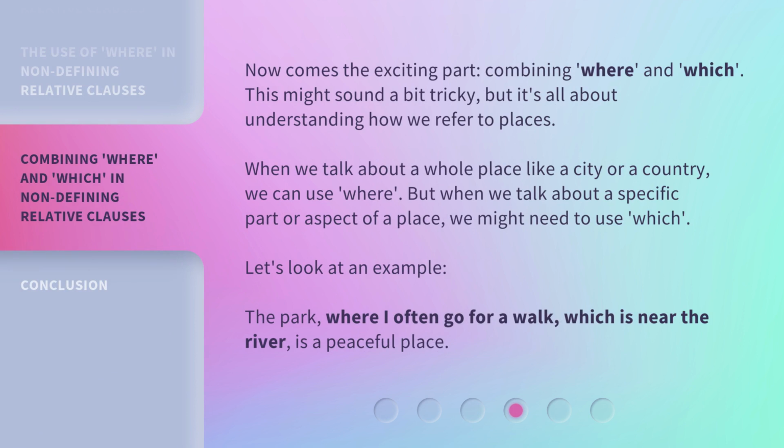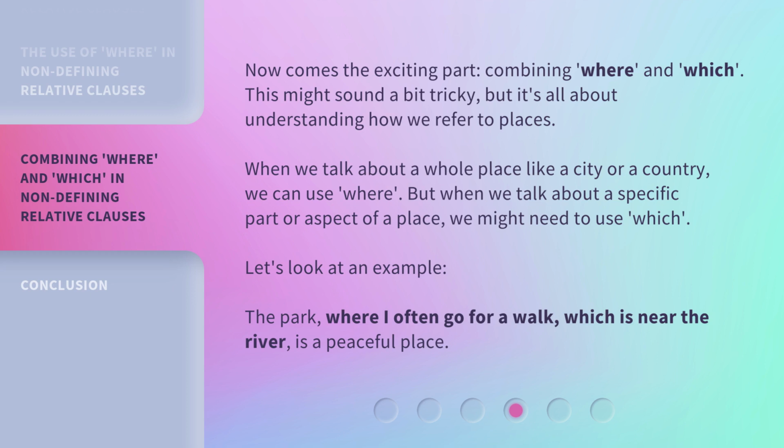Now comes the exciting part: combining where and which. This might sound a bit tricky, but it's all about understanding how we refer to places. When we talk about a whole place like a city or a country, we can use where. But when we talk about a specific part or aspect of a place, we might need to use which.